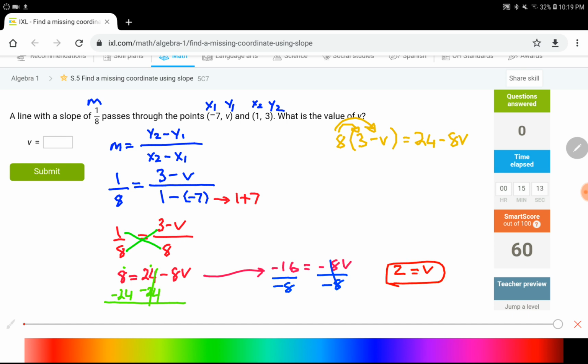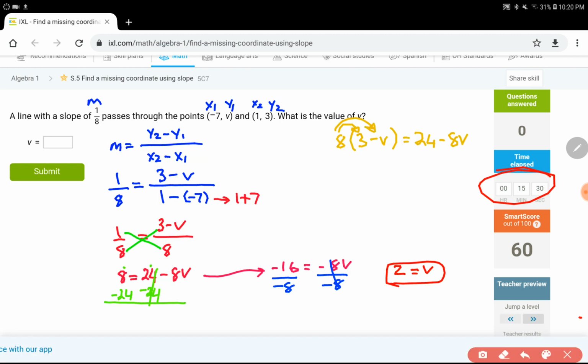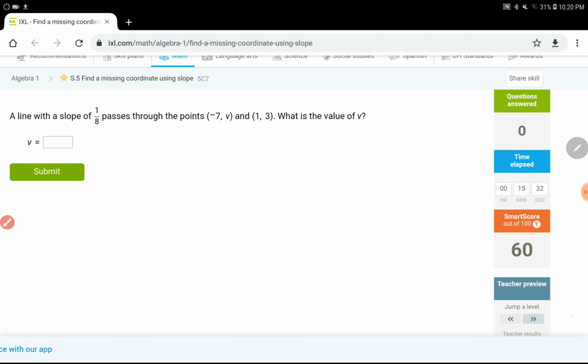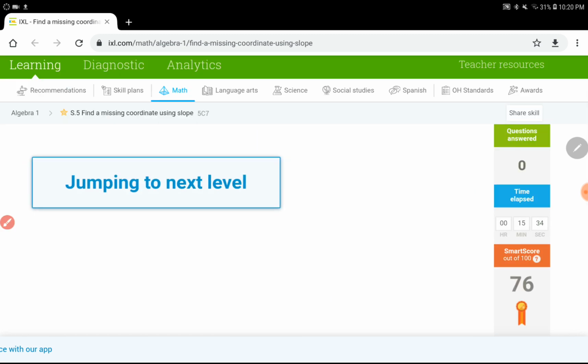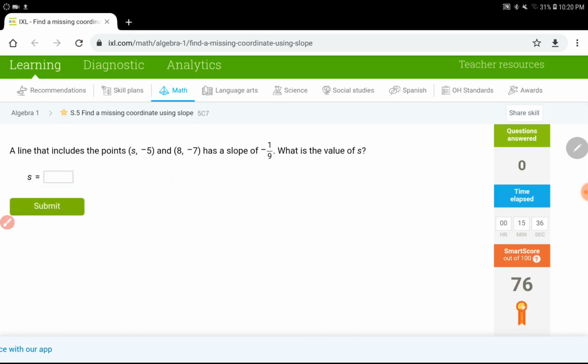The only thing about this lesson is it takes a while. I'm not sure how many questions I have done, but it has been 15 minutes or so, because that's what it says over here. So it's all about solving multi-step equations and cross multiplications once you set up what you need to. Let me see. It's the same. I don't want to solve another question.